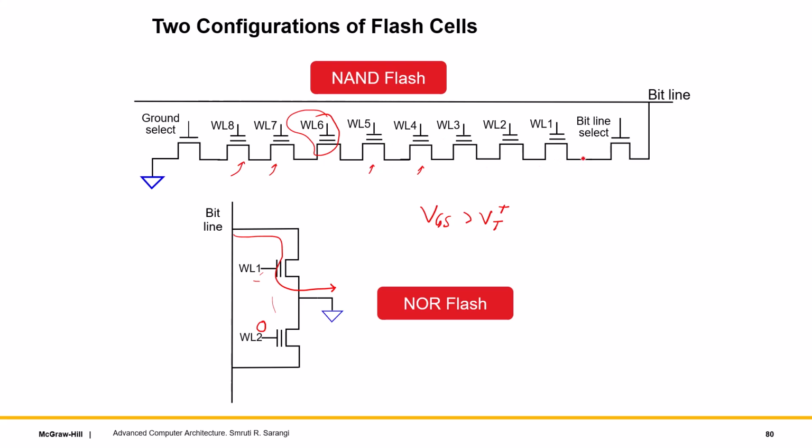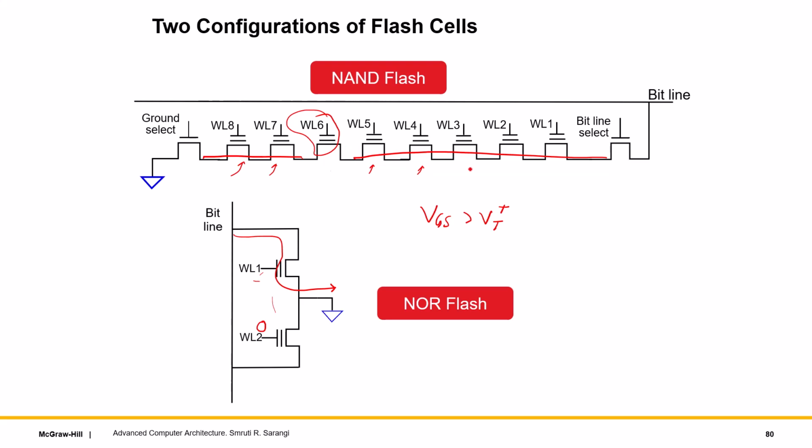So once all of these are conducting, this becomes a straight wire. This becomes a straight wire. And then we enable ground select and bit line select. And the voltage on WL6 is between Vt and Vt plus, because that's the reading voltage. Then we can of course monitor the voltage on the bit line using our old techniques. So then we will get an idea what is the state of WL6.